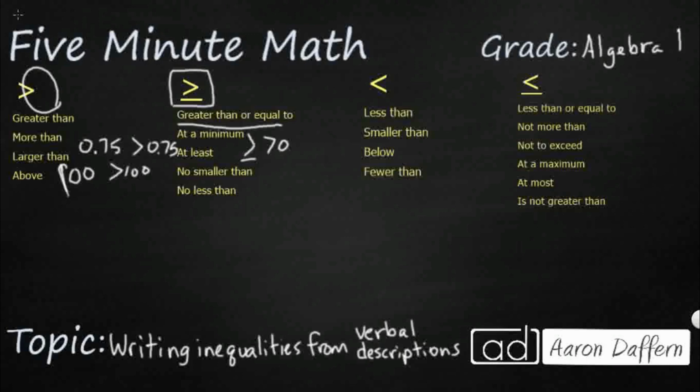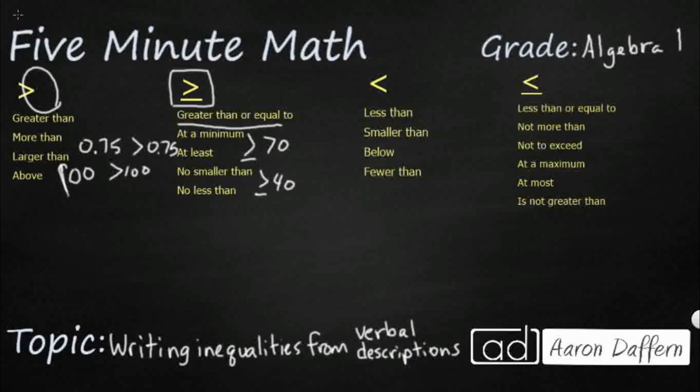And here we have no smaller than or no less than. So that's another greater than or equal to. If you see no less than 40, then it's going to be greater than or equal to, because that means it can be 40, but it can also be greater, but just not less than.